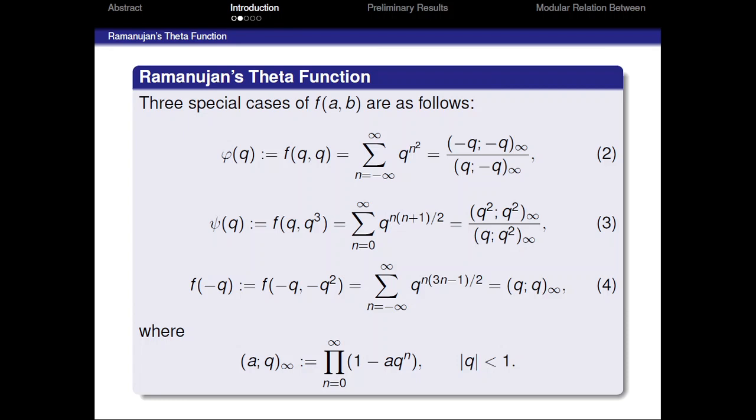Now, in one more result, f(-q) is equal to f(-q, -q^2), equal to the summation over n from minus infinity to infinity of (-1)^n q^(n(3n-1)/2), which you can write in the form of (q; q)_infinity, where (a; q)_infinity is equal to the product for n equals 0 to infinity of (1 - a q^n), where |q| is less than 1.